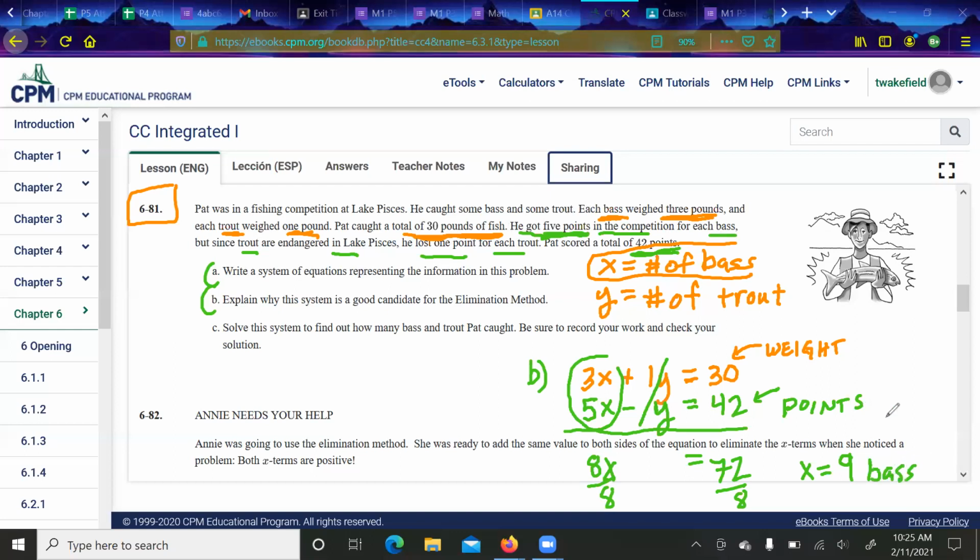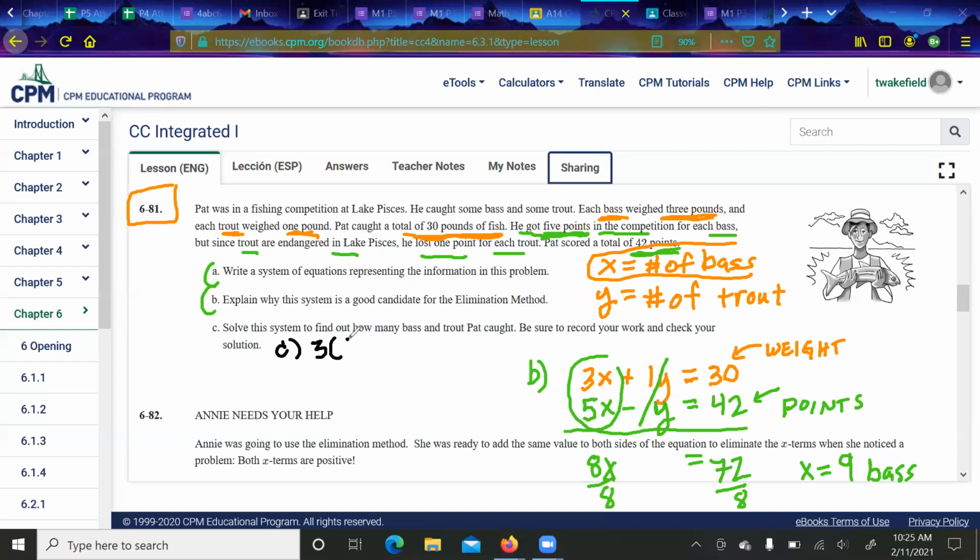Okay, now we got to find y, right? So to find y, we can use either equation. Which one's easier to plug it into, guys? The first one or the second one? Take a look at those. I would pick the first one because they're all positive numbers and this is a positive y. This is a negative y. I don't want to deal with the negative. So I'm going to solve for y by using the top equation.